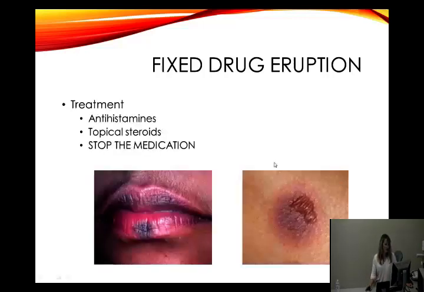So you can treat that with antihistamines. So if somebody comes in and that spot is really itchy, they can take some Claritin or Zyrtec, topical steroids, but the biggest thing is to find out what the medication is and stop it if it hasn't already been stopped. So on the picture here, you can see the hyperpigmented area on the lower lip, and then a blister type eruption over on the right.